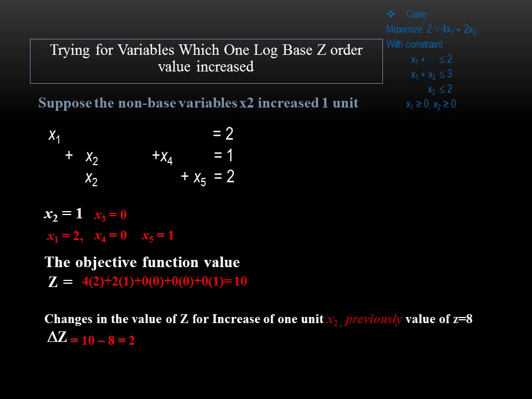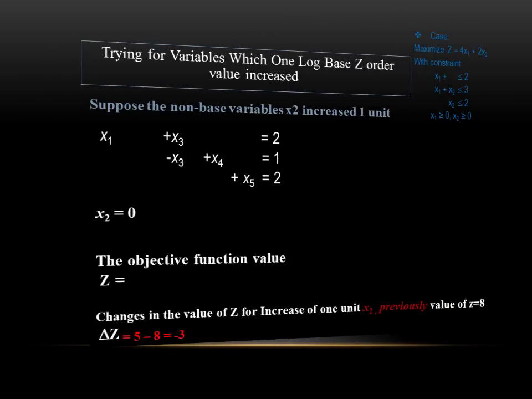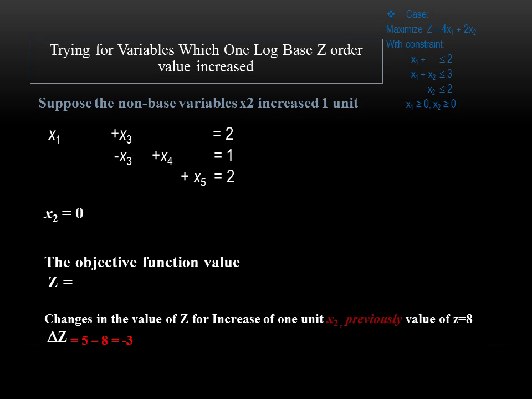And so to find the change of the value of z for an increase of 1 unit of x2, previously the value of z is 8, and so now we can subtract the previous value of z from the current value of z, so 10 minus 8 is 2. So resuming the previous step, this supposes that the basis variable x2 is increased by 1 unit, so we can put simply the x3 is 0.